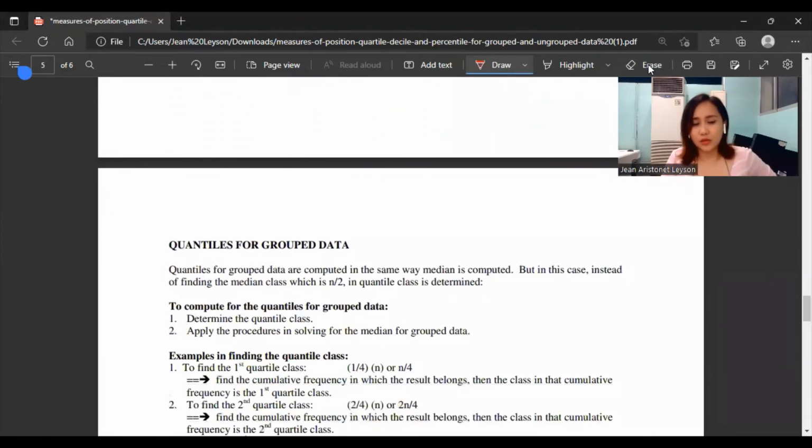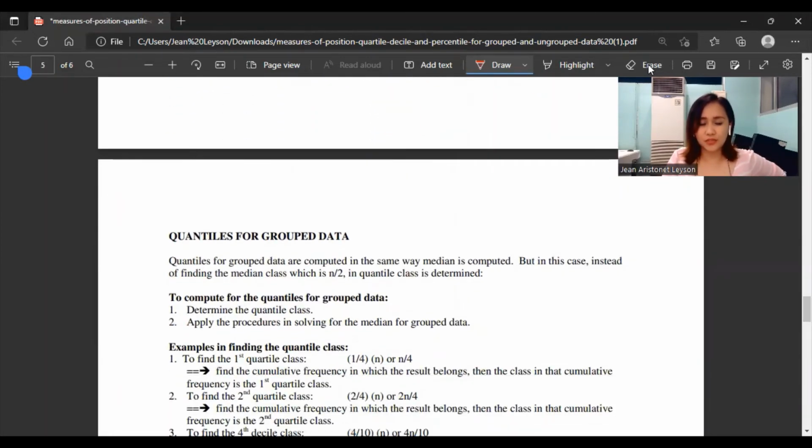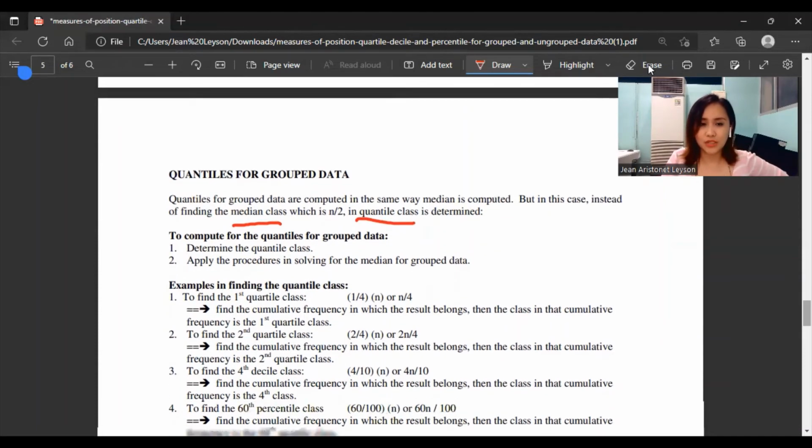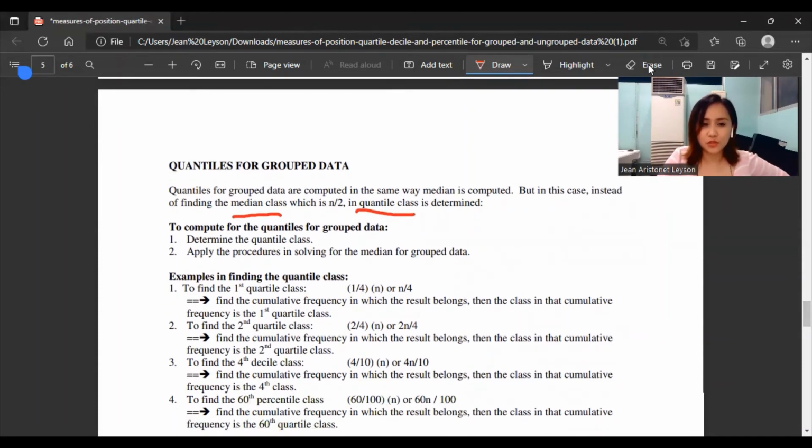Let's go ahead with quantiles for group data. Quantiles for group data are computed in the same way the median is computed, but in this case, instead of finding the median class, which is n over 2, in quantile, the quantile class is determined. So how do we do that? To compute for the quantiles for group data, number 1, determine the quantile class. Number 2, apply the procedures in solving for the median of group data.